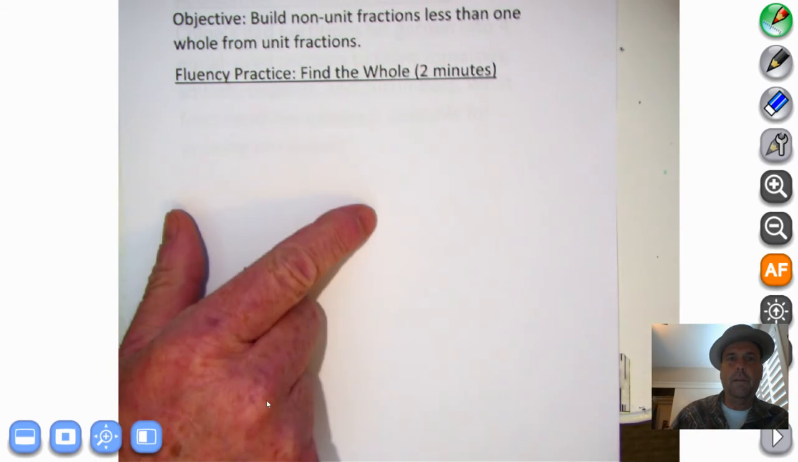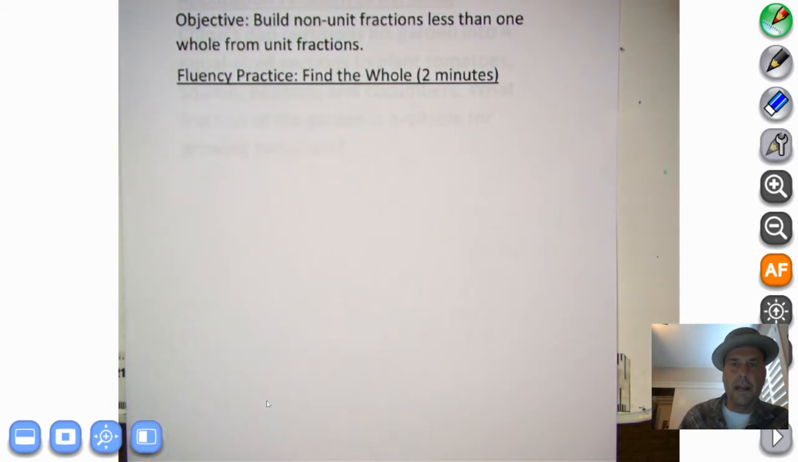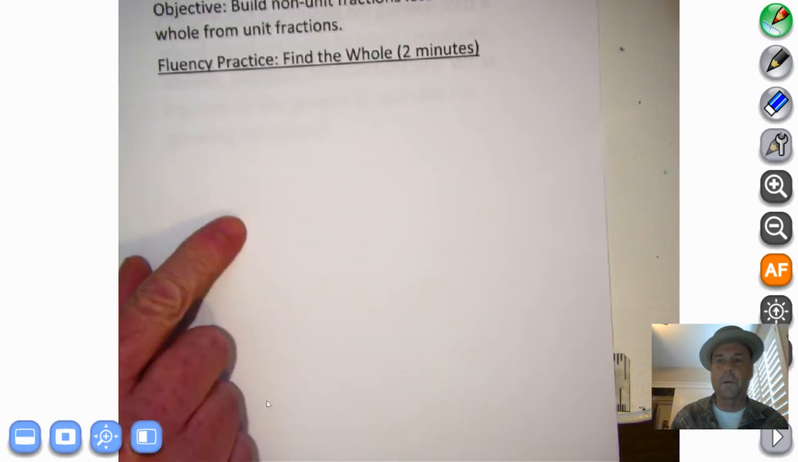And we're going to build non-unit fractions less than one whole. Excuse me, not less than one whole, from unit fractions. All right, so you're thinking to yourself, well, what in the world does that mean? You're going to find out. First, we got to do our fluency practice, and it's find the whole.